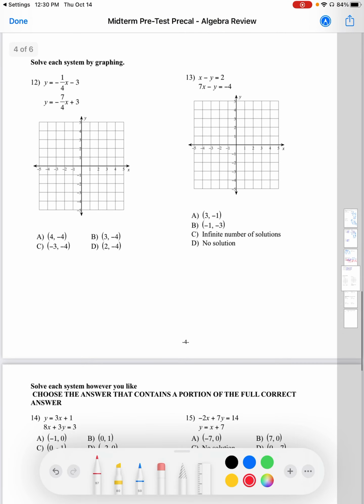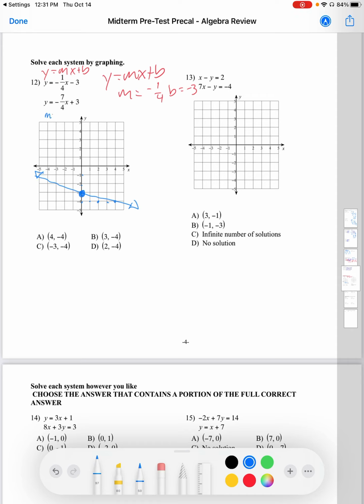Okay, number 12, we are graphing. Remember, y equals mx plus b. I'll write it above there. So our m for the first one is -1/4. Our b is -3. We're going to go down 1, 2, 3, make a dot. And then our rise over run, down 1, over 1, 2, 3, 4. Okay, connect those.